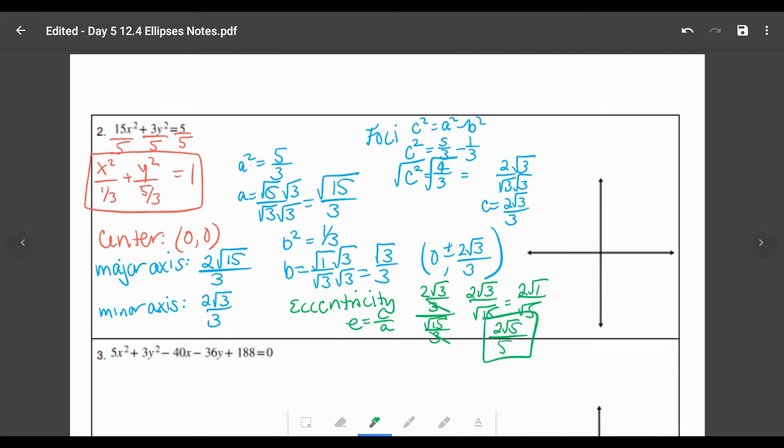All right, the final thing we need to do is graph. So let's look at where the center would be. I know that's at 0, 0. And if we take a look at the major axis being 2 root 15 over 3, a would just be root 15 over 3, so that's about 1.29. So we'll go up and down 1.29 from the center at 0, 0. And then for the left and right, we're going to go 2 root 3 over 3 divided by 2, which is just root 3 over 3, which means we'll go 0.577 to the left and right of 0, 0. And that would give us our endpoints of our minor axis. And then we will just draw in our ellipse.